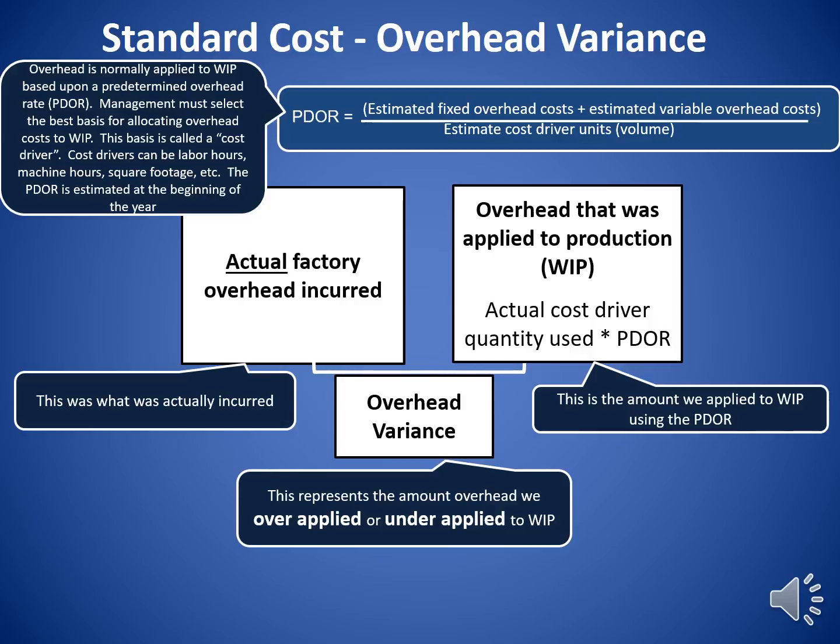So in the end, if we compare the actual to what was applied, we end up with an overhead variance. And basically that represents the amount of overhead that we have either over applied or under applied. As an example, if our actual factory overhead was less than the amount of overhead that was applied to production, we would say that we have over applied overhead. If the actual factory overhead was more than the amount that we applied, we would say it was under applied.